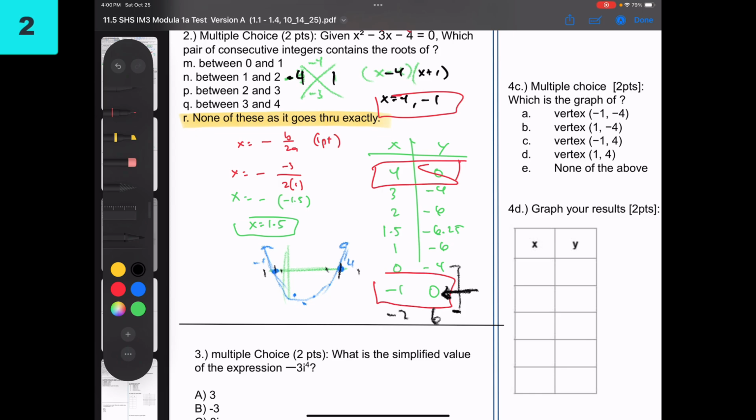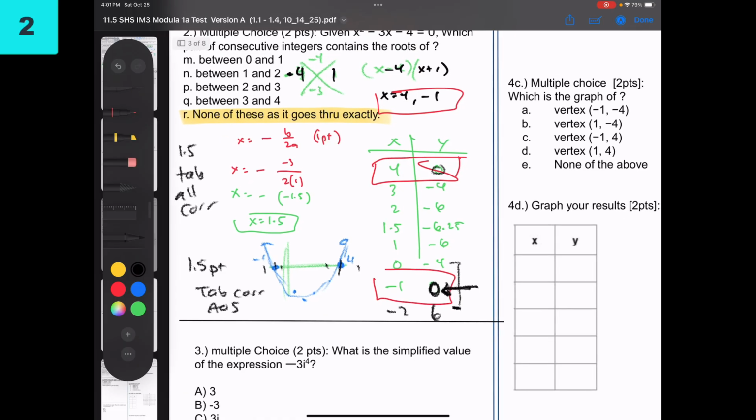Partial credit, you would have gotten 1.5 points if your table or half the table was correct and you didn't have the zeros with the AOS. Or you would have gotten 1.5 points if your table was all correct, meaning you included the 0.